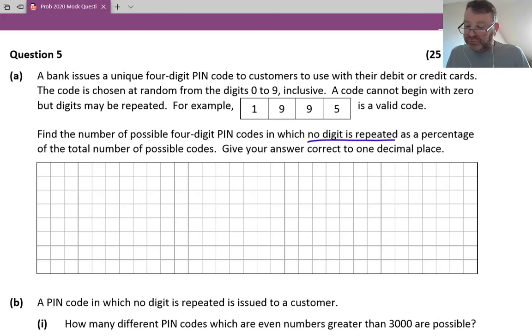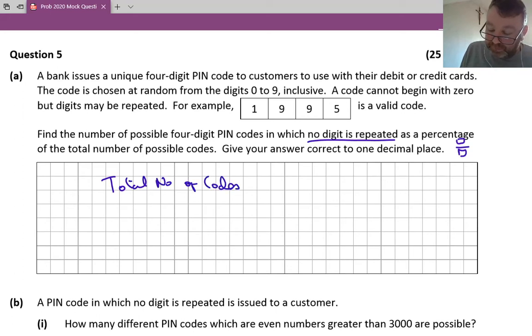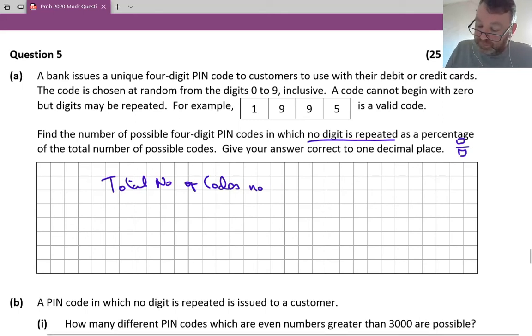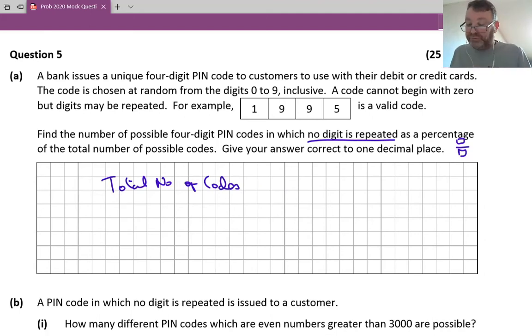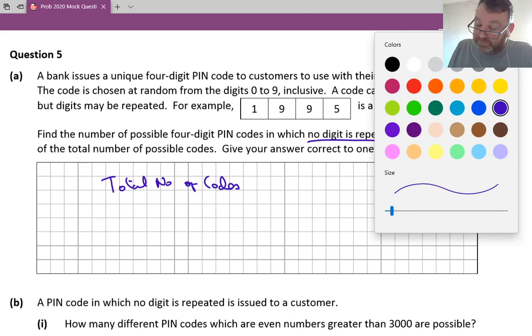As a percentage fraction, so something over something, so we're going to need two things. That's what a percentage is, of the total number of possible codes. Okay, so I need two things here. I need, first of all, the total number of codes. Okay, now that's the total number of codes with no repetition. So find a total number of possible 4-digit PIN codes in which no digit is repeated as a percentage of the total number of possible codes. Okay, so now I get you.